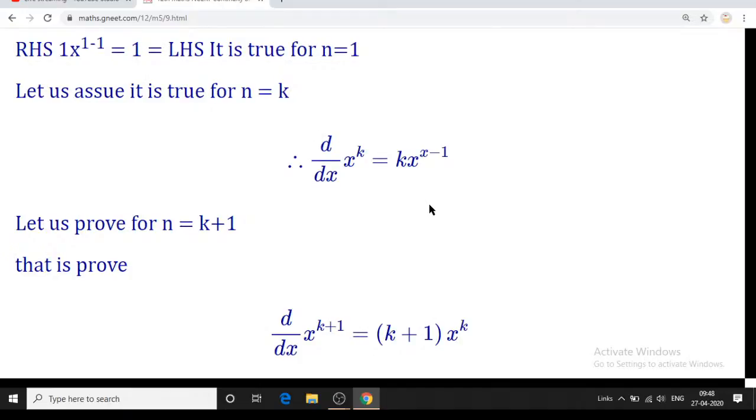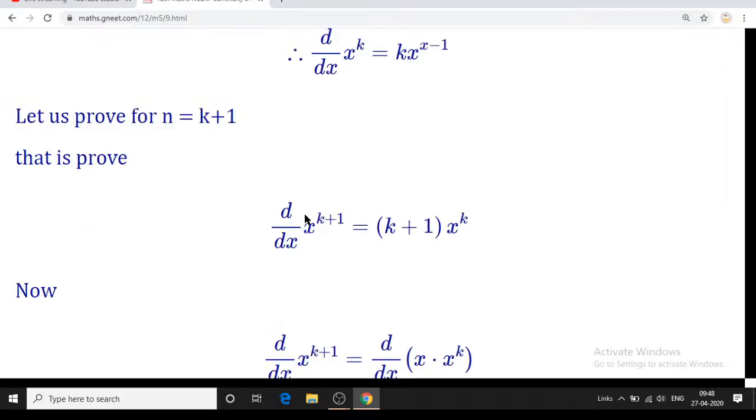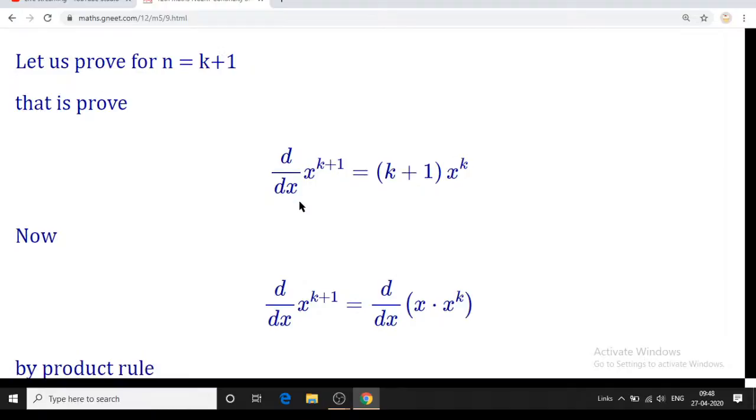Now let us prove for n equal to k plus 1. What we have to prove is that the derivative of x raised to k plus 1 is k plus 1 times x raised to k. This is what we have to prove. Now we will start with the left hand side, d by dx of x raised to k plus 1. Now k plus 1, I can write as x into x raised to k, because we are using the law of indices in the reverse way. When the base is the same, the powers add, so I used the reverse of that, keeping the base the same.